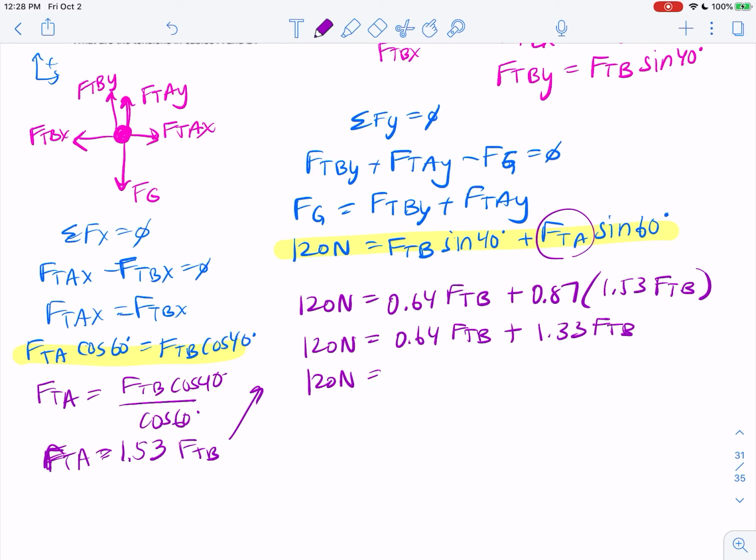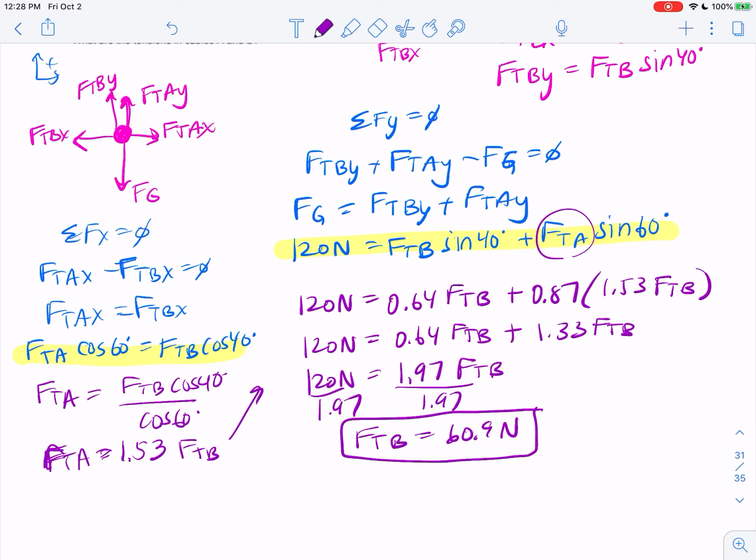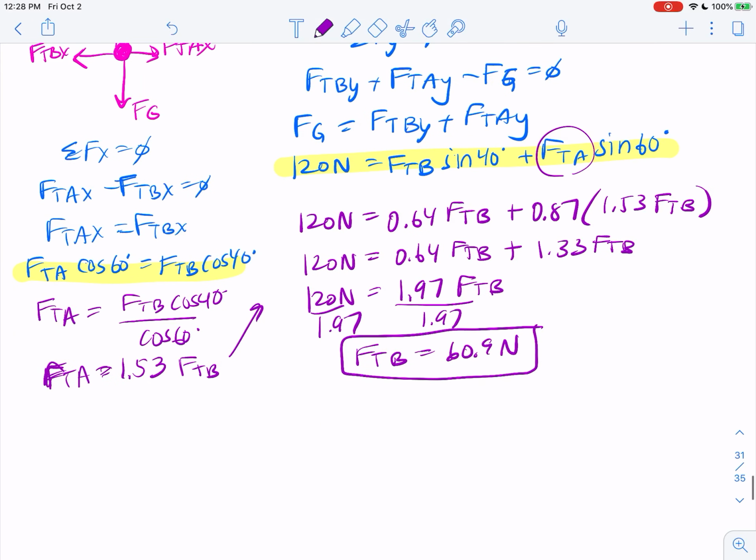Now I only have one unknown, so I can smash these two together: 1.97 FTB. Divide. FTB equals 120 divided by 1.97, 60.9 newtons. So that's my FTB. Once I have that, I can plug that back into here. 60.9 newtons times 1.53 is going to be 93.2 newtons, which is the FTA.